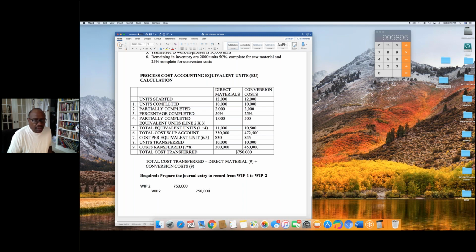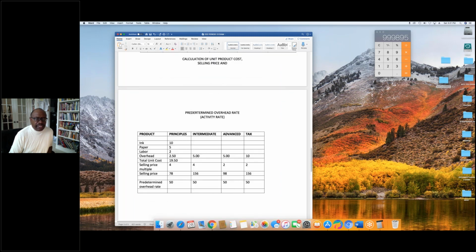750,000. So what we've determined of those total costs that we had, we transferred out 750. So we had 330 and 472. So it's a little bit over $1 million in the account, but we only transferred out 750,000. I guess we had a little over 800,000 in the account, and we transferred out 750,000.